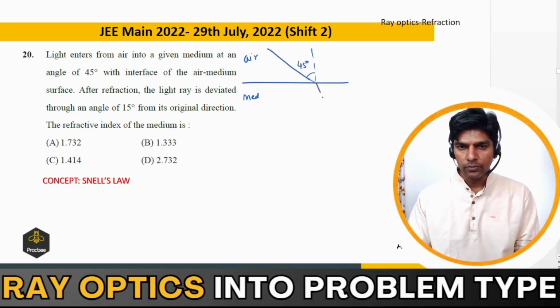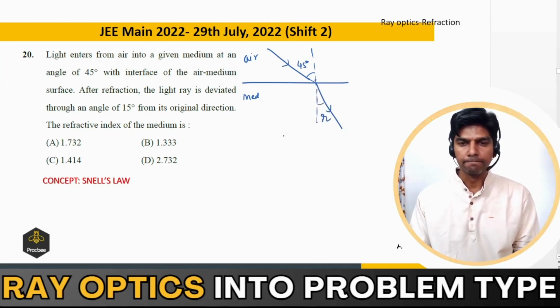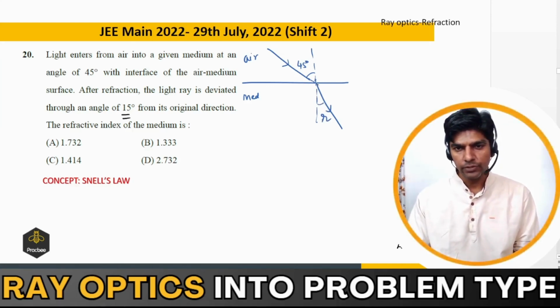So it will bend towards the normal, and let's say this angle is R, and it is getting deviated by 15 degrees. So that was the original direction, and it has rotated by an angle of 15 degrees.